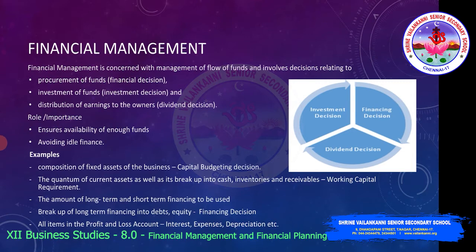Now, financial management has a major objective to ensure maximization of shareholders' wealth. It's going to maximize the wealth; that is called financial management. The role and importance of financial management is ensuring availability of enough funds and avoiding idle funds. Idle funds are dangerous to any business because it is a cost to safeguard the fund without earning any return. So it's like a double-edged sword.